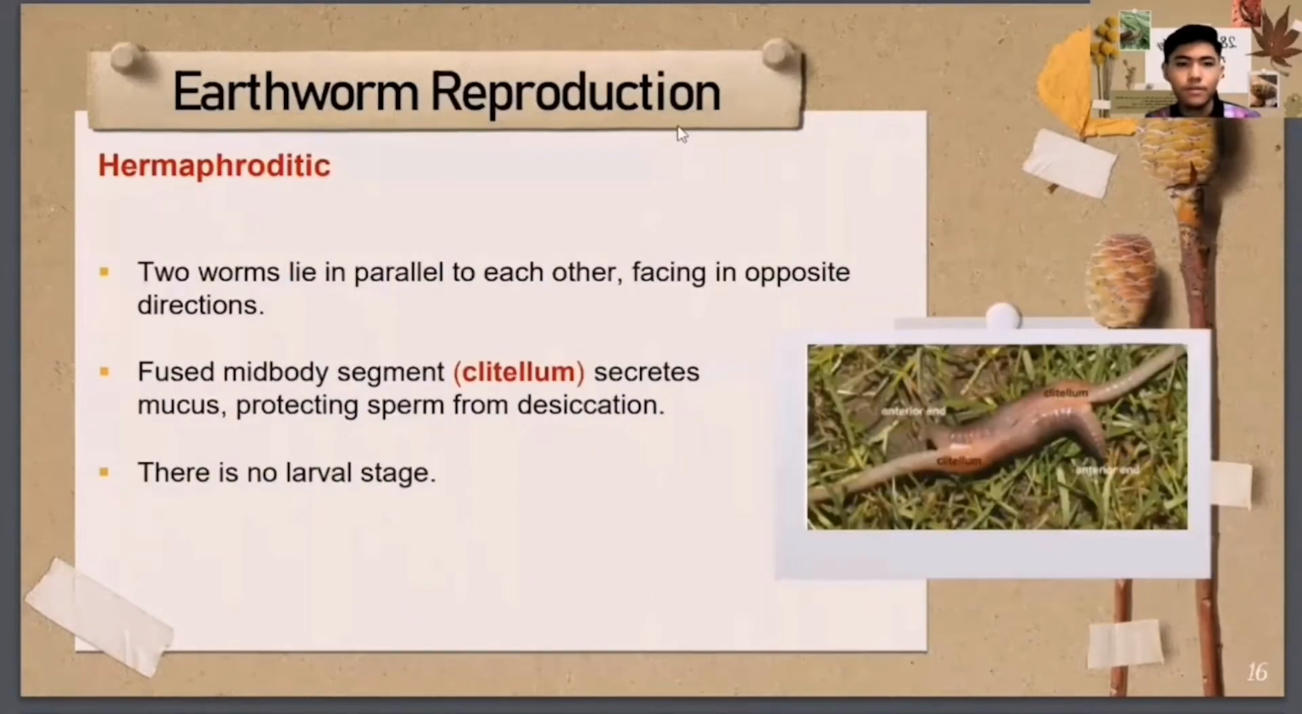So we move on to earthworm reproduction. The earthworm is a hermaphrodite. The process is when two worms lie parallel to each other, facing in opposite directions. Both worms fuse at a body segment called the clitellum, which secretes mucus and protects sperm from desiccation. The clitellum also produces a slime tube, which will become the cocoon. In the cocoon, there is a fertilized egg. In earthworm reproduction, there is no larval stage.